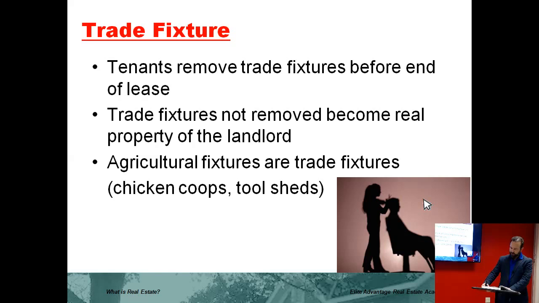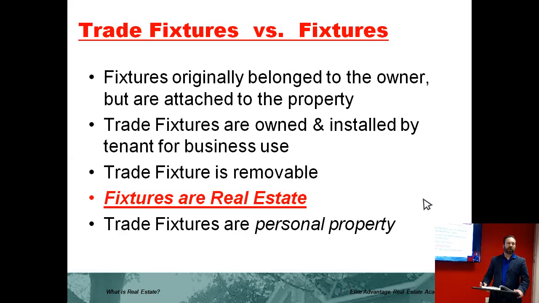Trade fixtures do differ from other fixtures in the following ways. Fixtures belong to the owner of the real estate, but trade fixtures usually are owned and installed by the tenant for his or her business. Trade fixtures are removable, and fixtures are real estate. So trade fixtures are personal property for this purpose. Now, again, if the tenant fails to take them with them, then they become part of the real property.